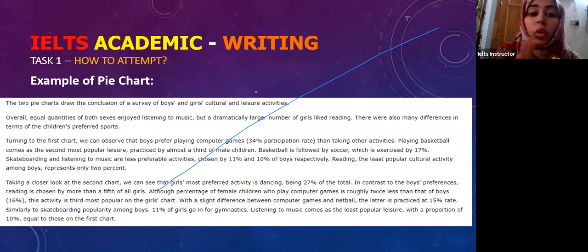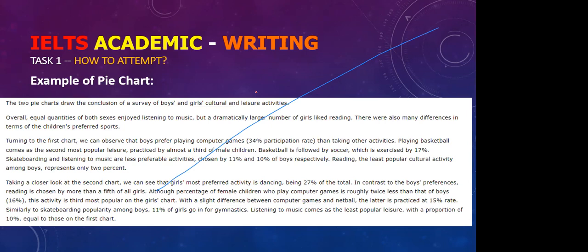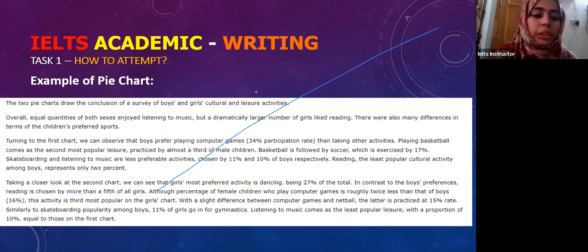Then the second is overall overview. So overall, equal quantities of both sexes enjoyed listening to music, but a dramatically larger number of girls liked reading. ओके, एक ओवरव्यू बता दिया. जो बेसिक डिफरेंस नजर आ रहा था ना, कि जो सेम चीज है वो तो लिसनिंग टू म्यूजिक है, लेकिन बहुत ज्यादा लड़कियां रीडिंग की तरफ मुतवज्जे हैं, उनको रीडिंग में इंटरेस्ट है. Okay, there were also many differences in terms of the sports children preferred.